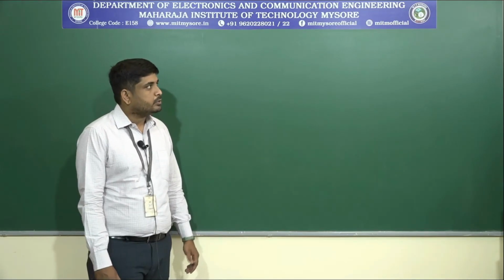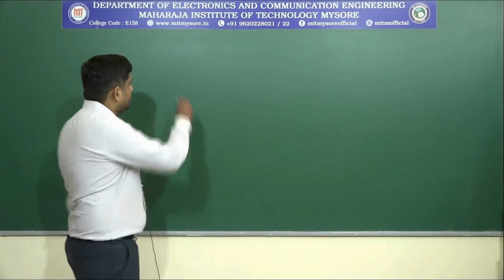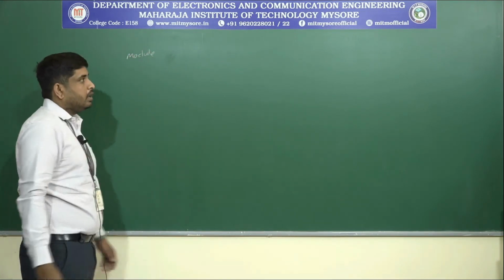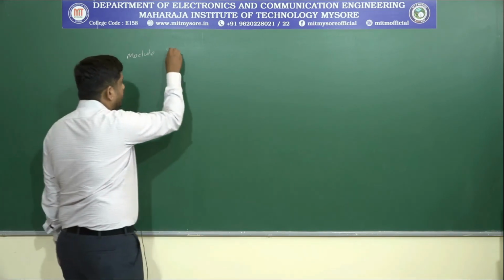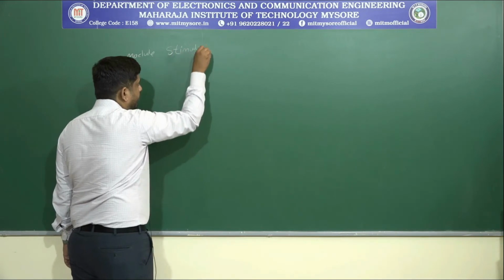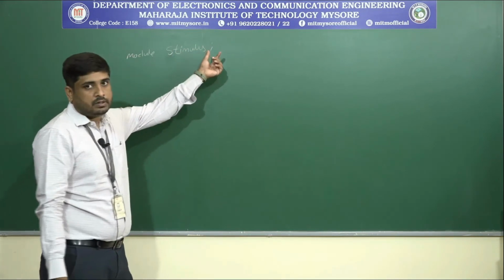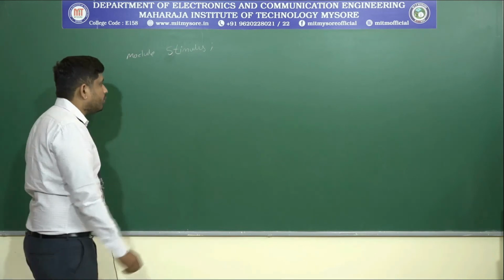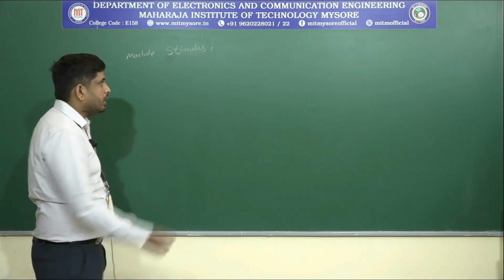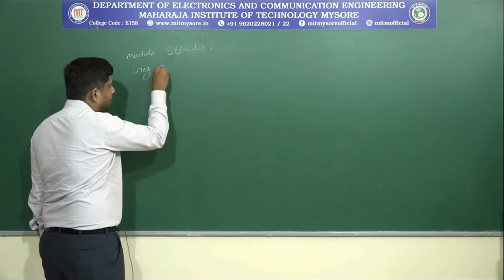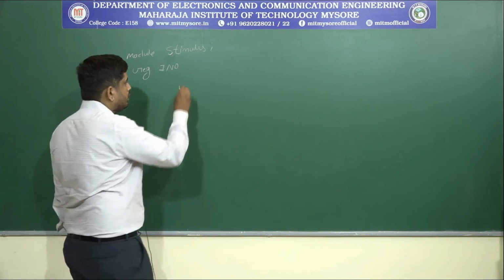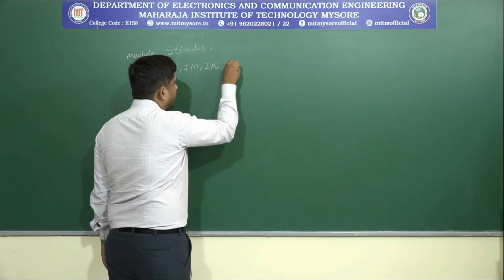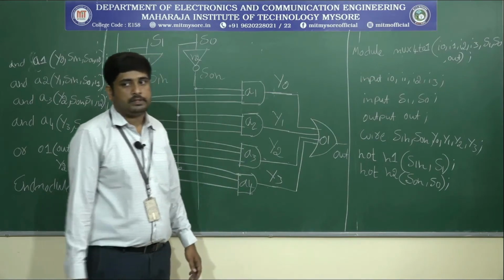Let us continue with respect to the stimulus block. Here the stimulus block always starts with module and the name of the module. You can name it any name. Here it is better to name it stimulus. Don't declare the ports here, as that belongs to the design block only. So you simply name it module stimulus. Then after this you have to mention the registers and wires. Here there are 4 registers: IN0, then IN1, IN2 and IN3 for the 4 to 1 multiplexer.